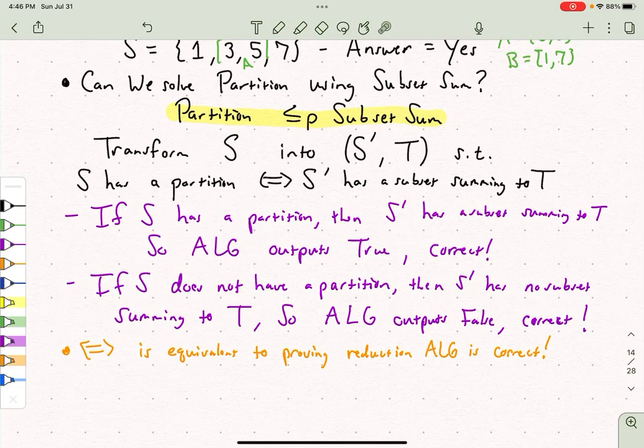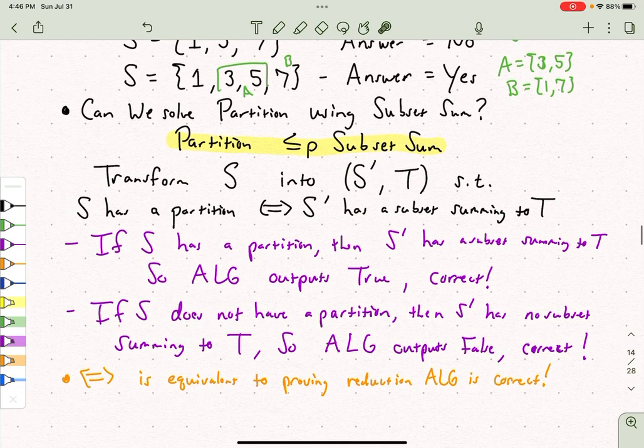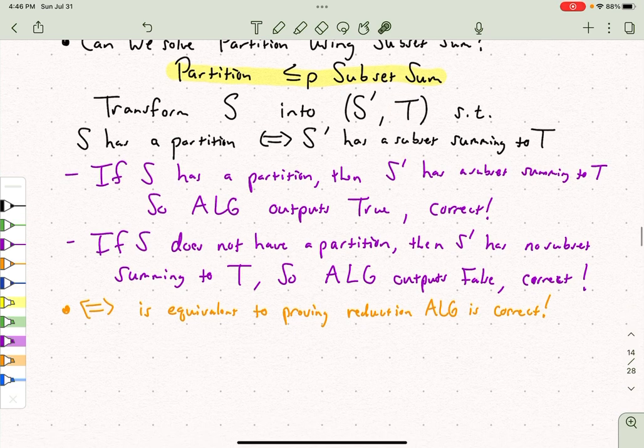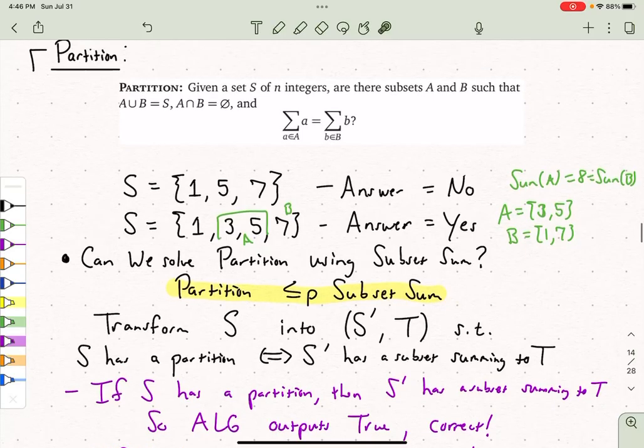So that's why we're always proving these kinds of statements. All right. So now how do we do this? What exactly will be our S prime and T? So we know by definition of subset sum, we can find subsets that sum to some T. And in the partition problem, we also want to find subsets of some special sum.